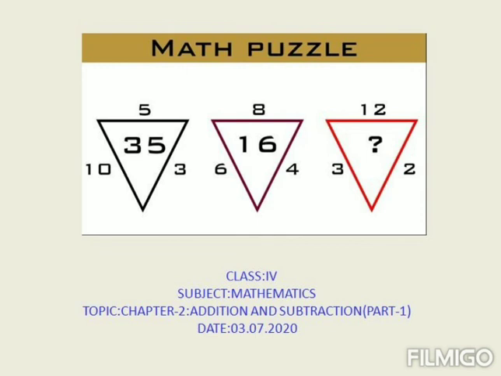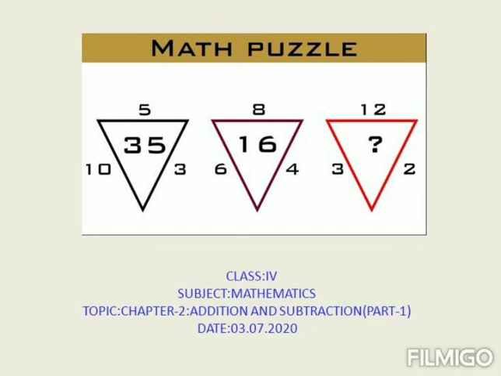Similarly, if you proceed, 3 12s are 36. 2 12s are 24. If you subtract 36 minus 24, you will get 12. So, the number inside the third triangle will be 12. With this puzzle, we can start our today's session, children.